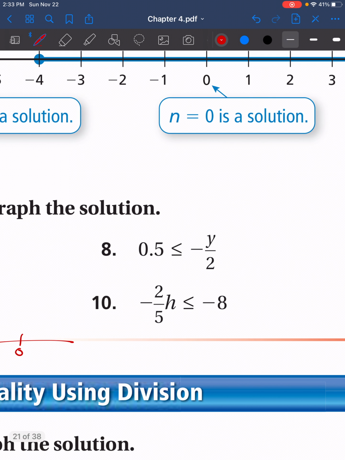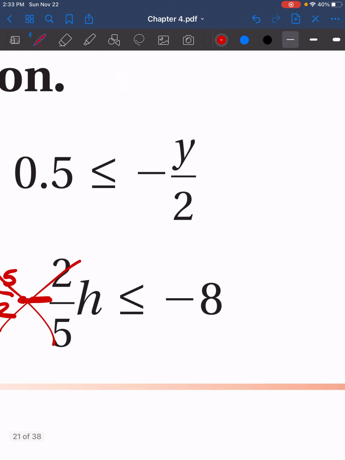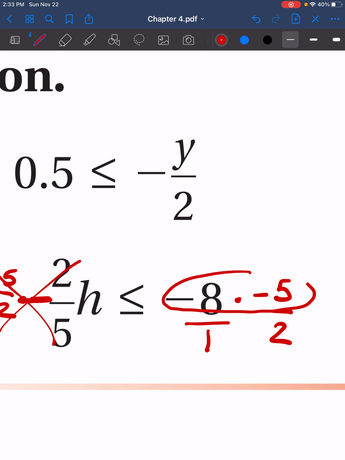Number 10. How do I get the variable all by itself? Well, it's being multiplied. I could divide, but I know a sneaky trick is to multiply by the reciprocal. Negative. Don't forget it's negative though, okay? Bye-bye. If I do it to one side, I gotta do it to the other. Don't forget that negative, guys. That's so important. Negative times a negative is a positive.